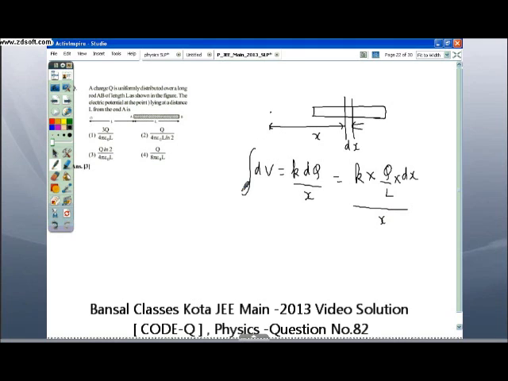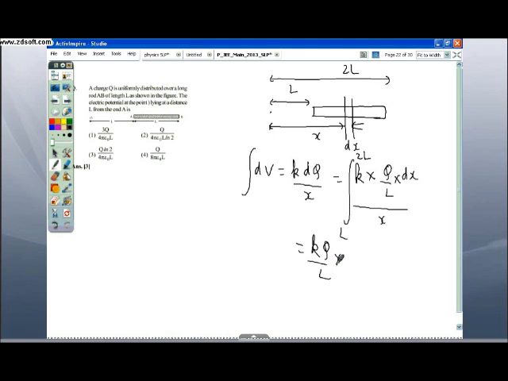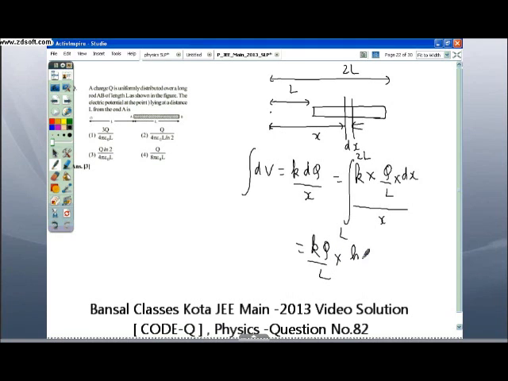Then integration of this gives us the total potential. Here x varies from L to 2L, so the limits of integration go from L to 2L. That means kq by L multiplied by ln 2. That would be the correct answer. So of all the 4 options, the answer is 3.